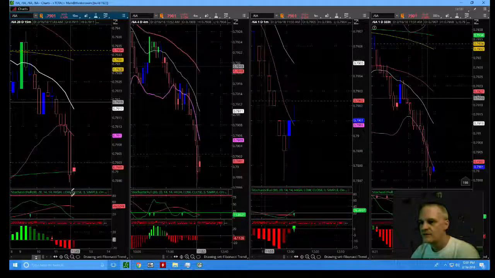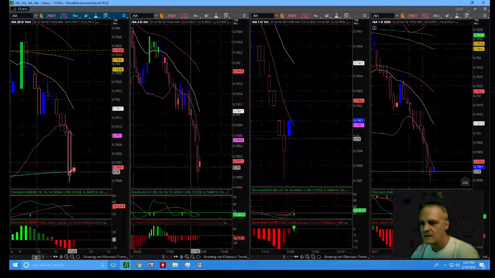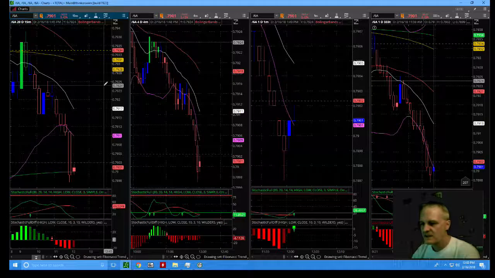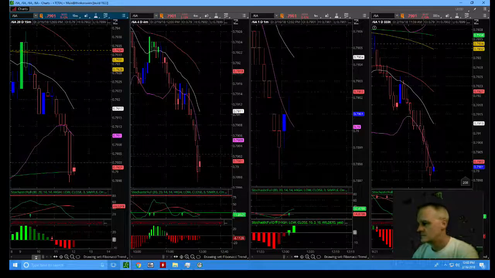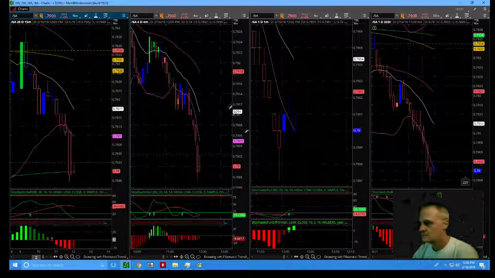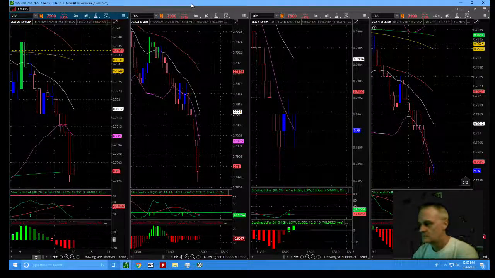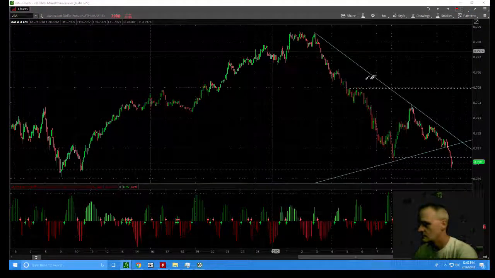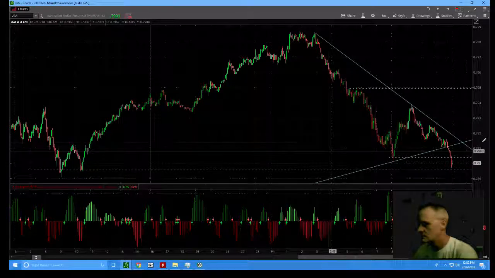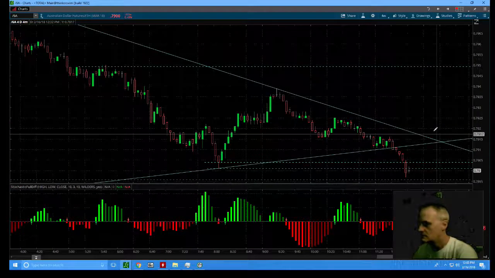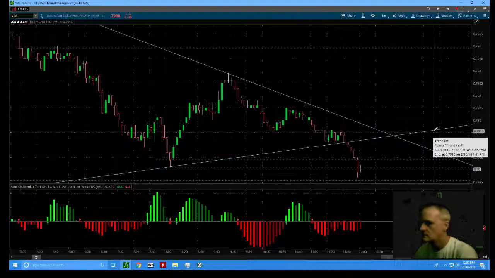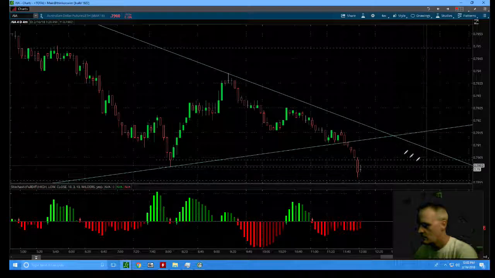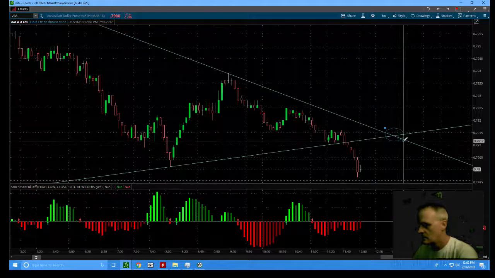So what we're seeing here on the 15-minute chart is, okay, it came down to this 243 MA, and now it's going to be a bounce off of that. Bounce where? Right there.